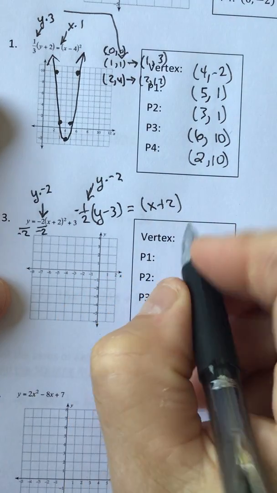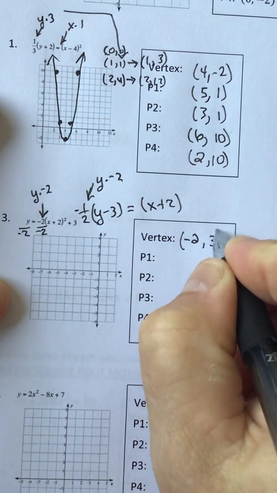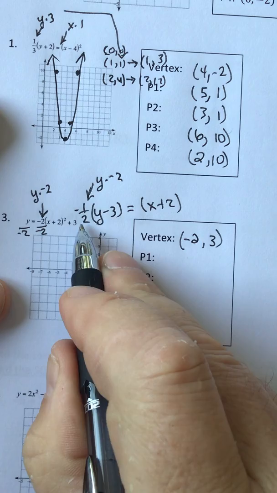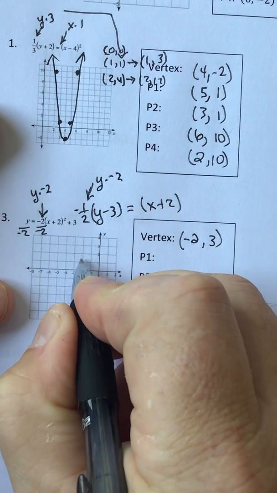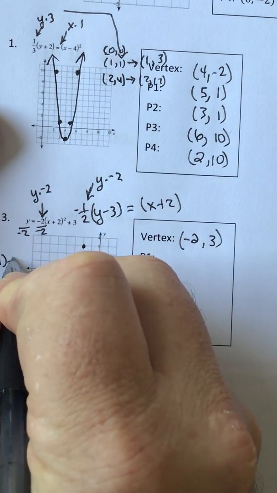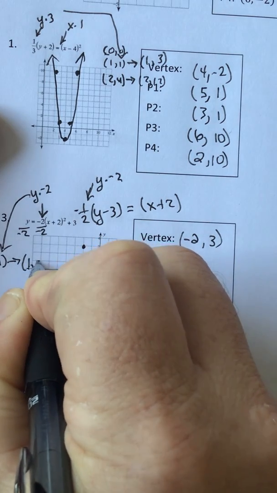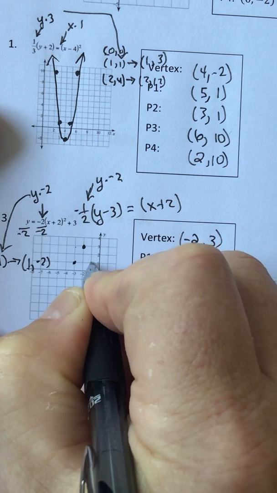Okay, so the vertex is at -2 for the x and +3 for the y. So the y's are going to get multiplied by -2. So -2, 3, 1, 2, 1, 2, 3 right there. So it's supposed to go over 1, up 1, but the y's are getting negative doubled. So it's going to go over 1, down 2. So over 1, down 2, over 1, down 2.